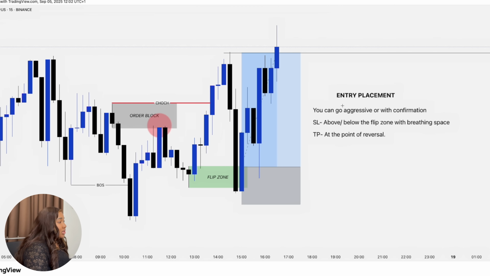So have in mind that when placing your entry, you can decide to go aggressive or you can work with confirmation. Now for the stop loss can be above or below the flip zone with some breathing space, and then take profit at the point of reversal. So if you're wondering how you can go aggressive or with confirmation, I have a lot of videos here showing you how to take an aggressive entry or confirmation entry. So just make sure you're up to date. Do well to watch all the videos here and understand the trading approach and start making good money for yourself.